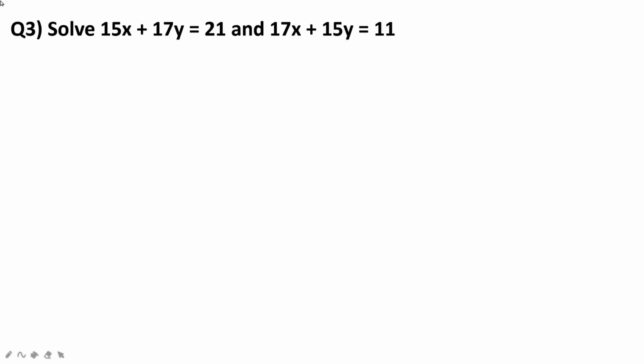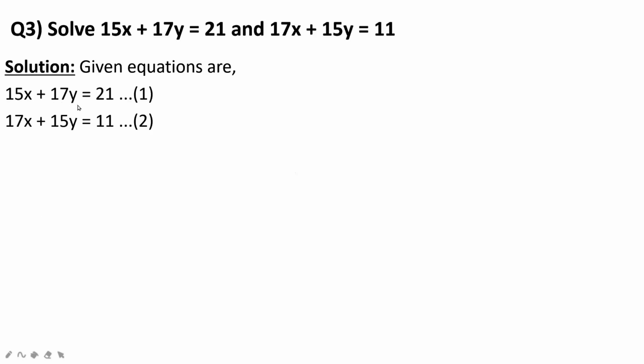So we have the equations 15x plus 17y is equal to 21, which I have labeled as 1. Then we have 17x plus 15y is equal to 11, which I have labeled as 2. Now you can see that in equation 1, the coefficient of x is 15, and in equation 2, the coefficient of x is 17. I cannot multiply 15 by any number to get 17, or multiply 17 by any number to get 15. So here we cannot make the coefficients of x or y equal. So how will we solve it? This is a bit of a different question.